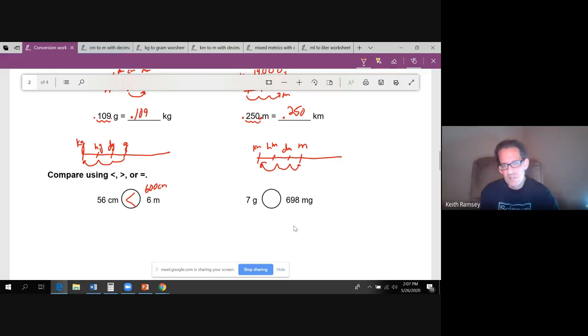Over here is similar. I've got 698 milligrams. That looks like a big number. But I know it takes 1,000 milligrams to equal 1 gram. And over here, I have 7 grams. So that's the same as 7,000 milligrams. So 7,000 is a lot more than 698. So I would say 7 grams is greater.